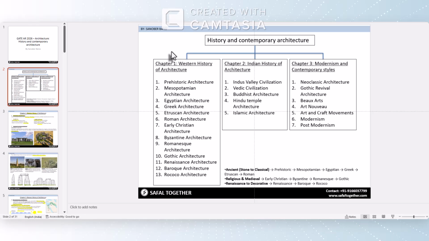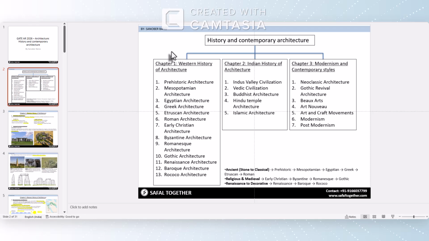So why does this part matter? Because history and contemporary architecture is one of the most scoring sections of the GATE AR syllabus. Questions are mostly fact-based, identification-based, or match the following, which means if you know your timeline, your architects, and your styles, these are easy marks, and that can be the difference between just qualifying and getting into your dream college like IIT Roorkee, IIT Kharagpur, or SPA Delhi.